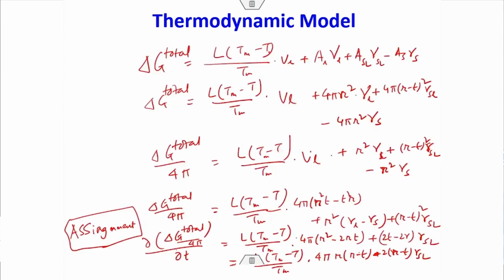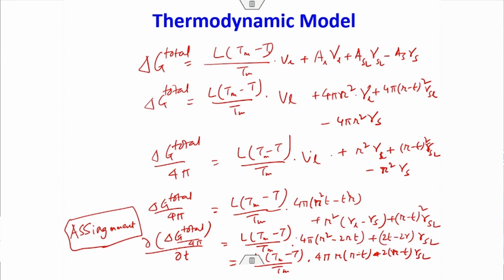Upon knowing that, what you did is simple free energy calculations. Free energy of melting for the bulk is given by L multiplied by delta T by Tm into the volume of the liquid, and the surface energy balances: the surface energy of liquid plus the surface energy of solid-liquid, minus the surface energy of solid at the beginning.